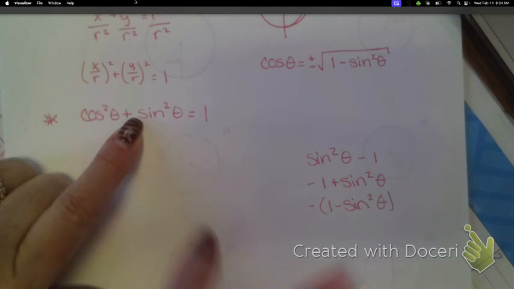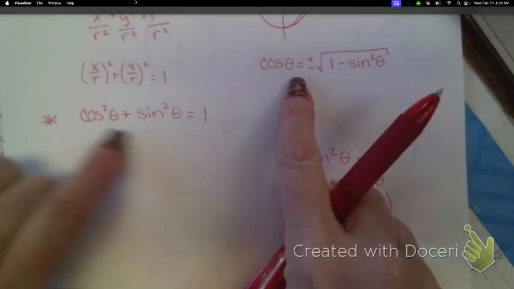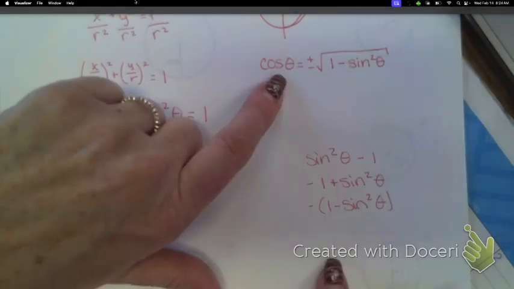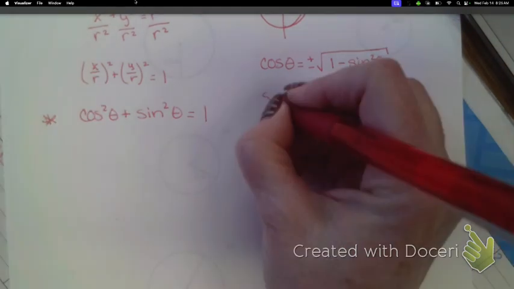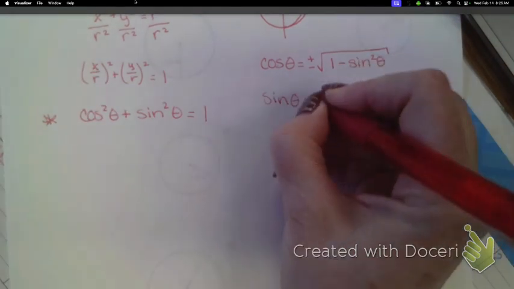The same thing I just did with cosine, can I do it with sine? So sine would be what? Plus or minus what?